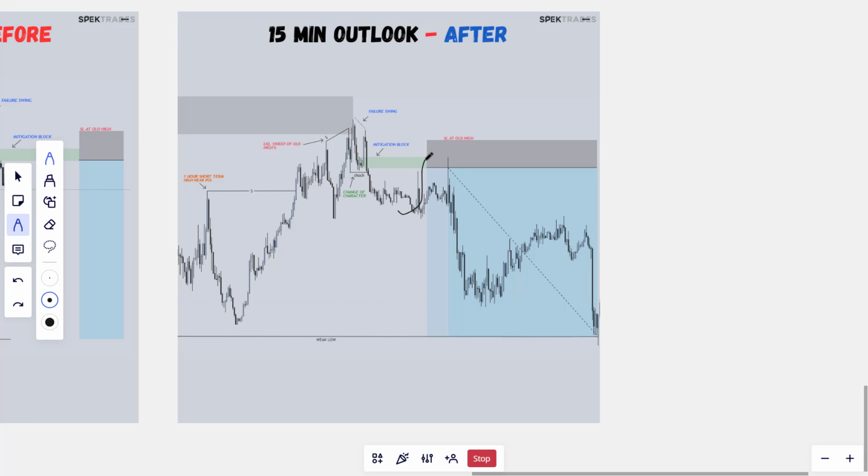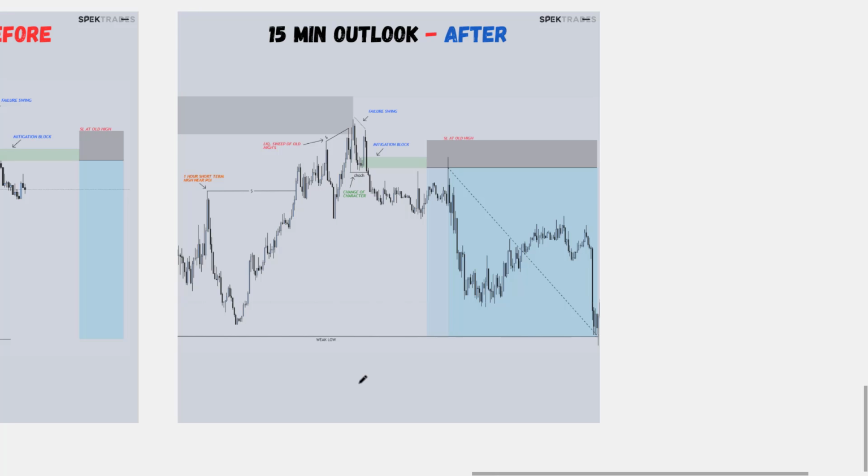Price came back up, tapped into our mitigation block, where we're looking to target these old lows right here, these weak lows. This is our point of interest. So this was a basic view. I have shown the schematic format and now the charts format.